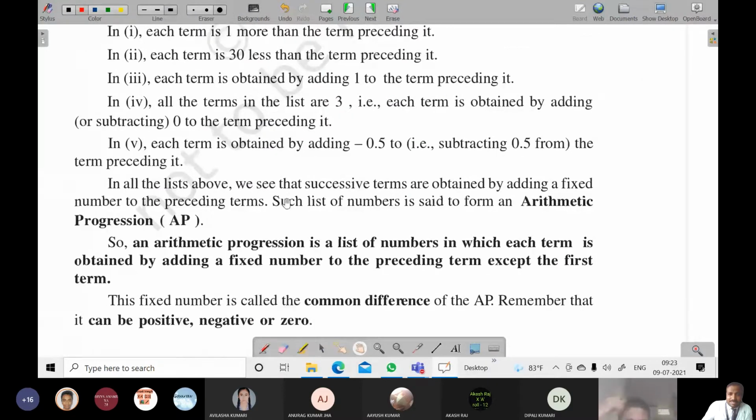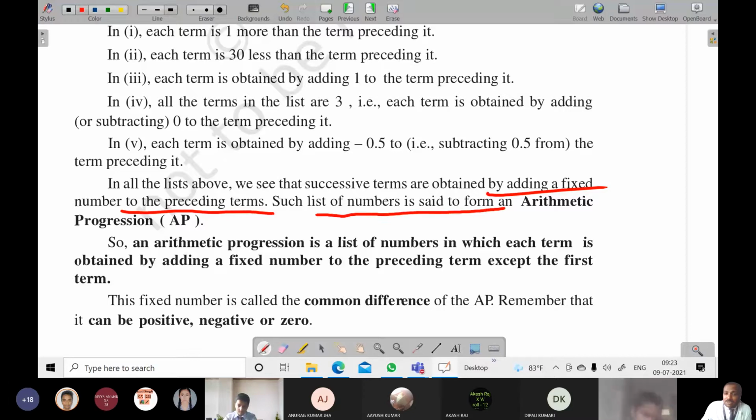Over here it has been said, in all the lists above we see the successive terms are obtained by adding a fixed number to the preceding terms. Such a list of numbers is said to form an arithmetic progression, that is AP. It means if in any progression there occurs a common difference, then such progressions are called arithmetic progressions. Or you can say a fixed pattern whose succeeding terms come by adding a particular number is said to be in arithmetic progression.